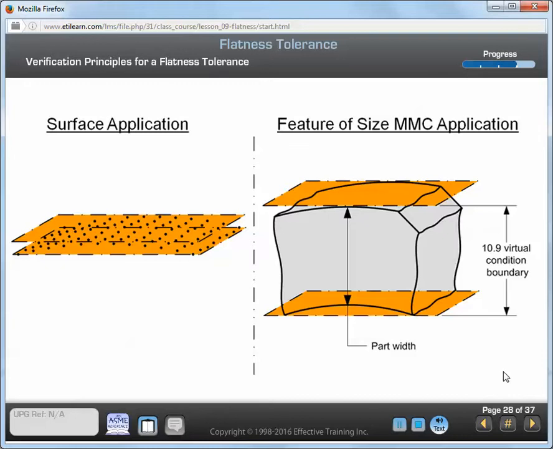When a flatness tolerance is applied to a planar feature of size at MMC, the flatness deviation is often verified by passing the feature of size through a virtual condition boundary. There are many ways you can inspect a flatness tolerance. This course will explain 2 of them.